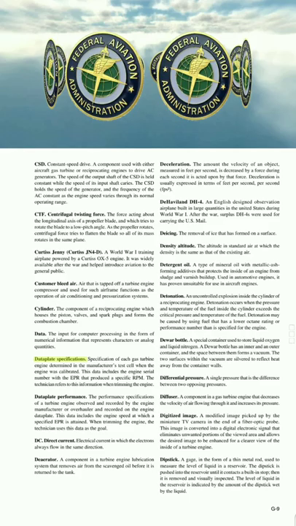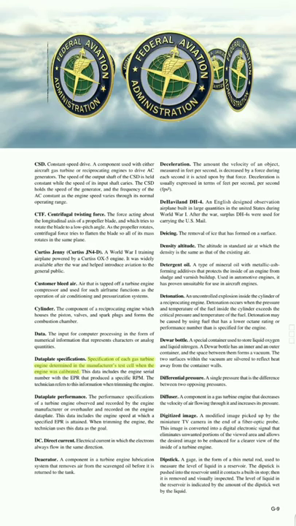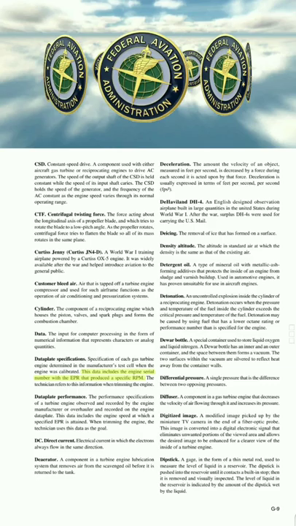Data plate specifications. Specifications of each gas turbine engine determined in the manufacturer's test cell when the engine was calibrated. This data includes the engine serial number with the EPR that produced a specific RPM. The technician refers to this information when trimming the engine.